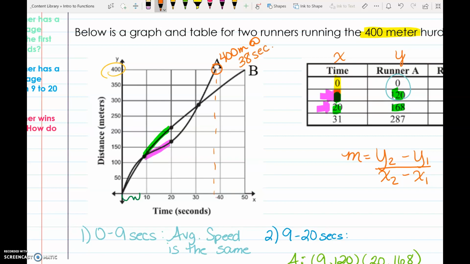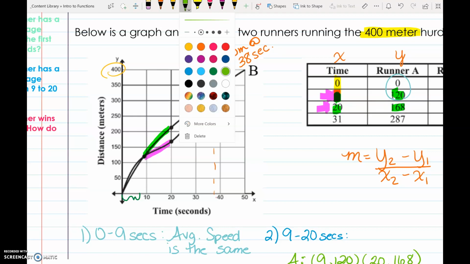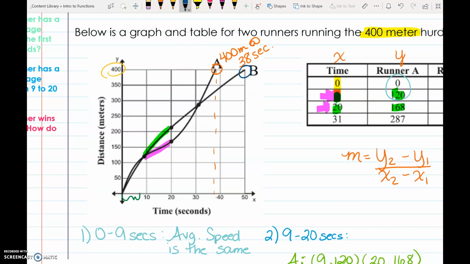So now look and see, well, how long did it take runner B to get to that 400 meters? Well, if we look down here, follow down our x-axis, about 50 seconds.